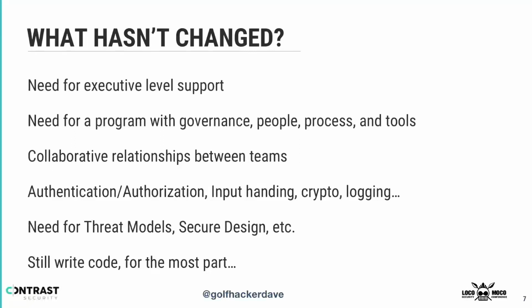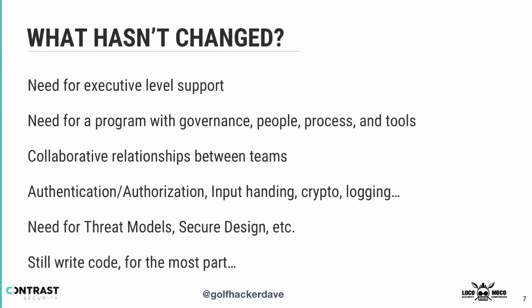We still need exec level support. Hands down, they're the ones paying the paychecks, they're the ones handing out money to make sure that their products are sold, bought, and whatever else, right? So we need that support, and that won't change over time. We still need programs with governance, people, process, tools, right? Again, that's something that won't change. Collaborative relationships, we're getting better at that, right? And I'll talk about some of that as I go on. That hasn't changed. Specific things to different control areas, those still exist, right?